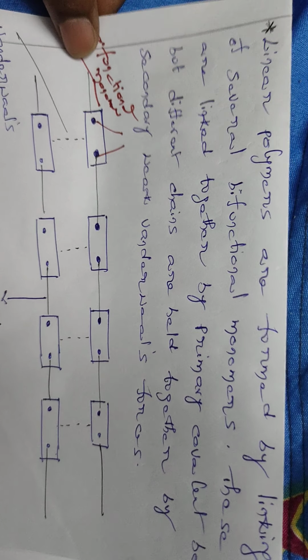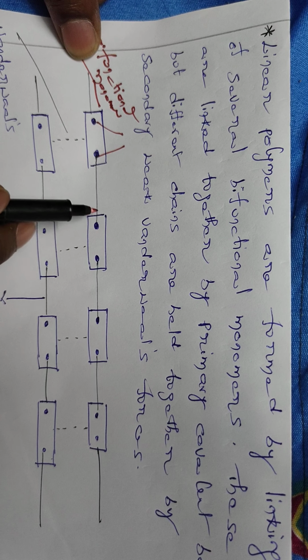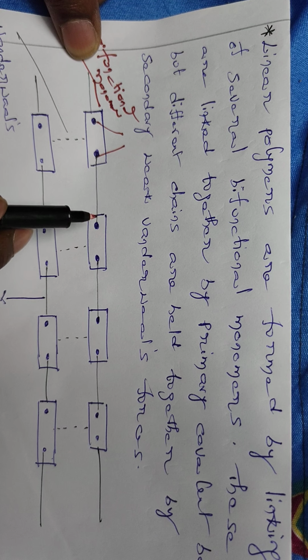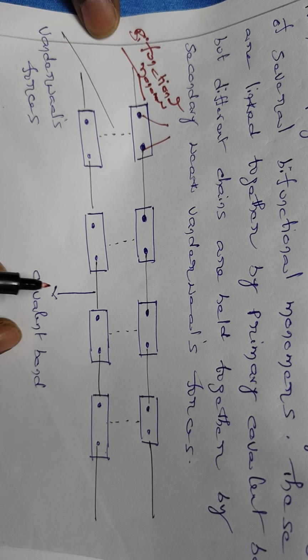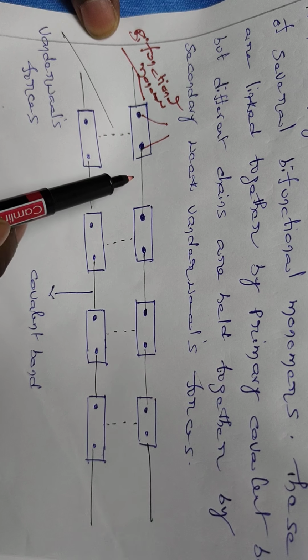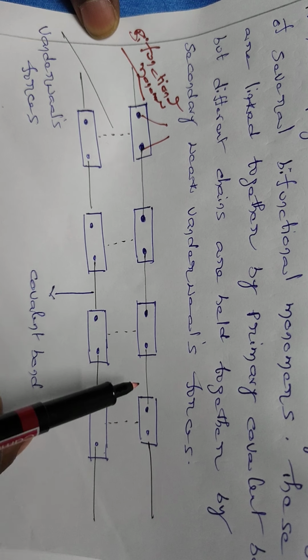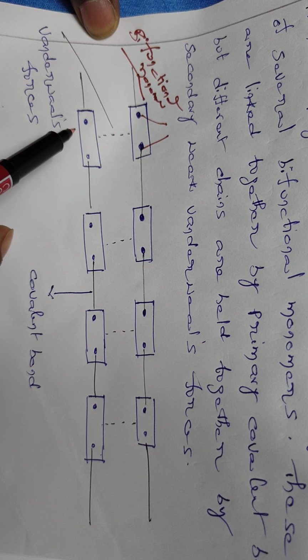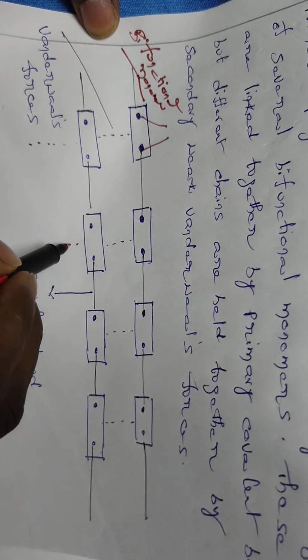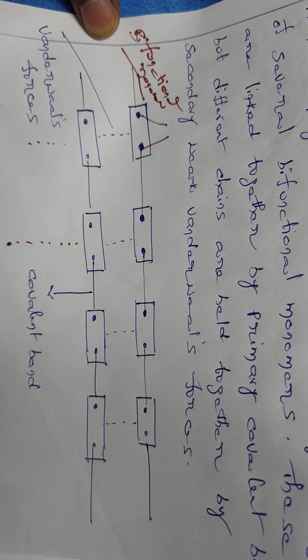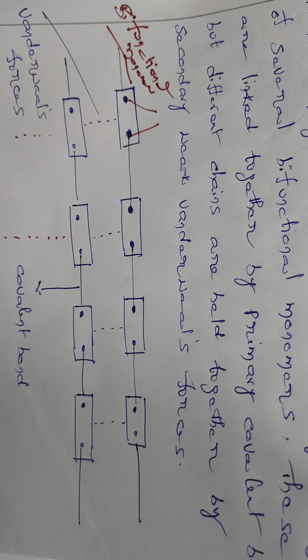Here these monomers are linked together by covalent bonds, and different chains are held together by weak van der Waals forces. These all are covalent bonds. But the first chain, second chain and third chain are linked together by secondary weak van der Waals forces.